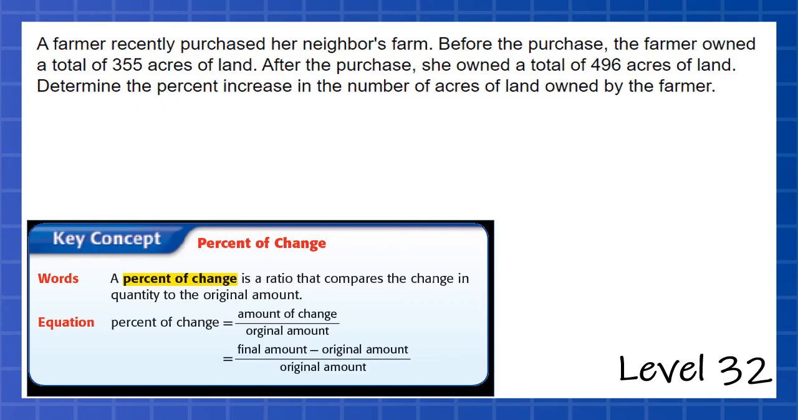A farmer recently purchased her neighbor's farm. Before the purchase, the farmer owned a total of 355 acres of land. After the purchase, she owned 496 acres of land. What is the percent increase?